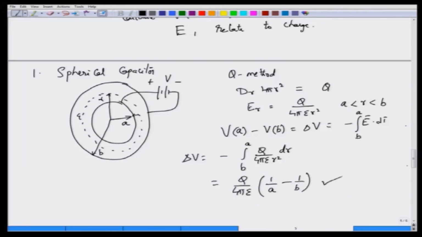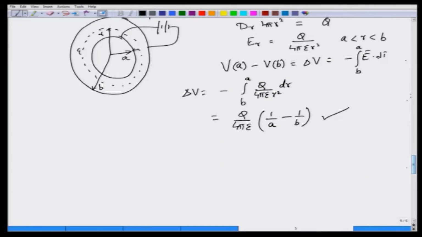So, this is the potential difference that exists between the two shells. Now, I know the charge and the potential difference, and the ratio of these two should give me the capacitance. So, C is equal to q by the potential difference delta V. Delta V is equal to q by 4 pi epsilon times 1 by a minus 1 by b. So, you bring this 4 pi epsilon to the numerator and what you see is that the capacitance is given by 4 pi epsilon divided by 1 by a minus 1 by b.